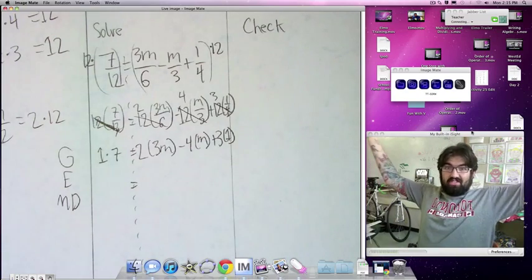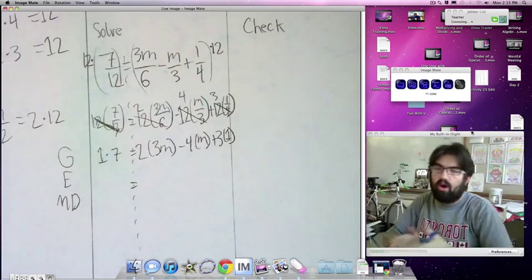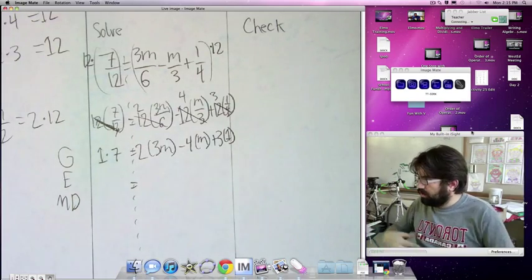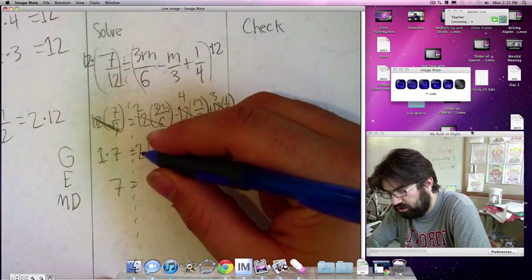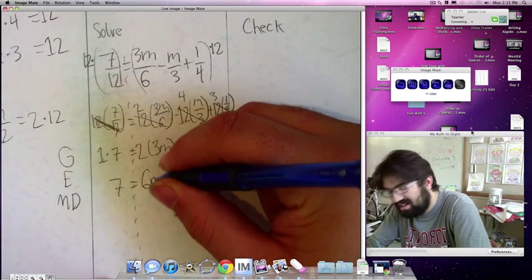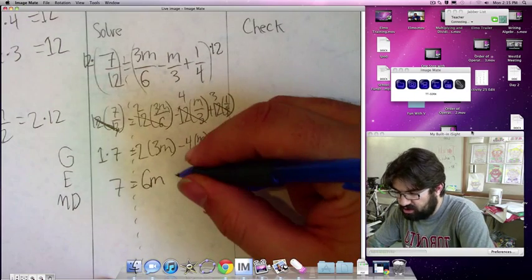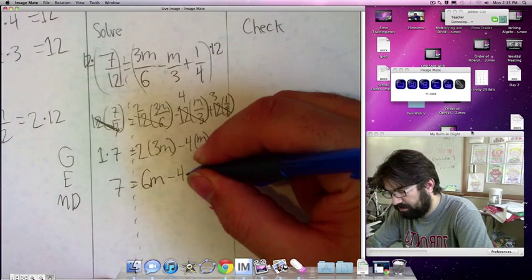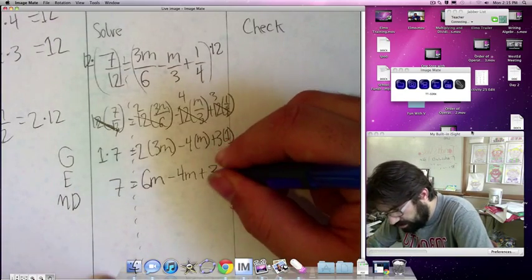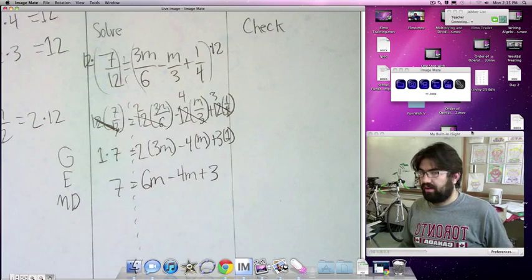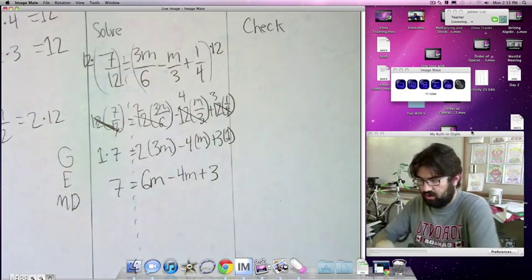No more fractions. That's the whole point. Distributive property got rid of all the fractions. Here we go. 1 times 7 is 7. 2 times 3 is 6m. Negative 4, this is just going to stay minus 4m. Plus 3. Done. No more fractions, and now look how easy this is to do.